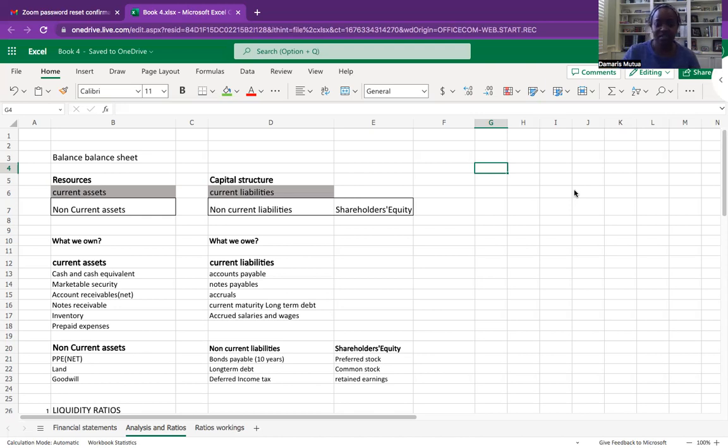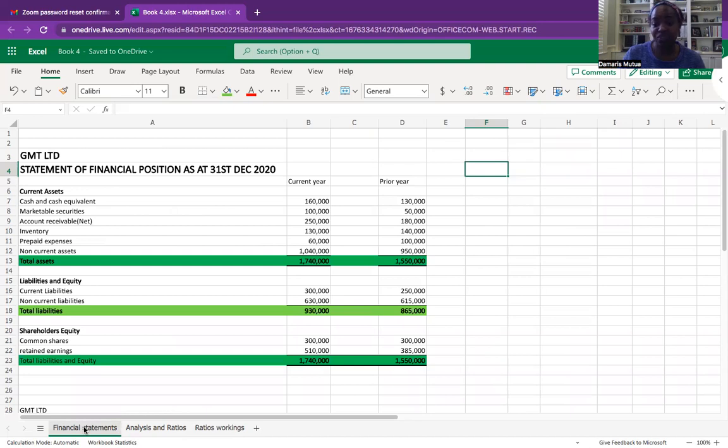The first thing that the CFO looks at in our financial statement, the statement of financial position, is: is it balanced? Why do we call it a balance sheet? It is to be balanced. What we own versus what we owe needs to be the same. For example, here, our total assets are $1,740,000, which should be equivalent to what we owe to others, that is the liabilities and the shareholders' equity, which is $1,740,000. So our balance sheet is good.